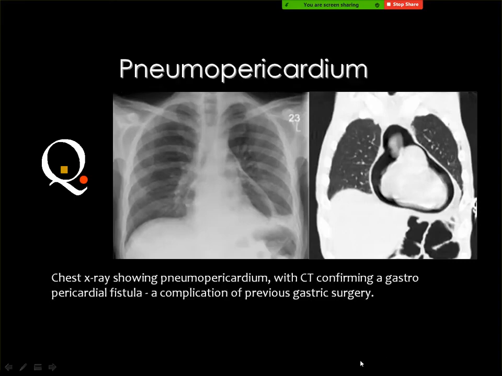Pneumopericardium. Yes, and this is pneumopericardium, and they said that it is due to a gastropericardial fistula from previous surgery, but it's enough to say that this is pneumopericardium.